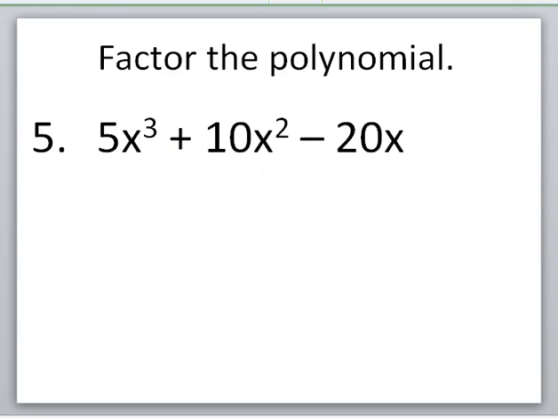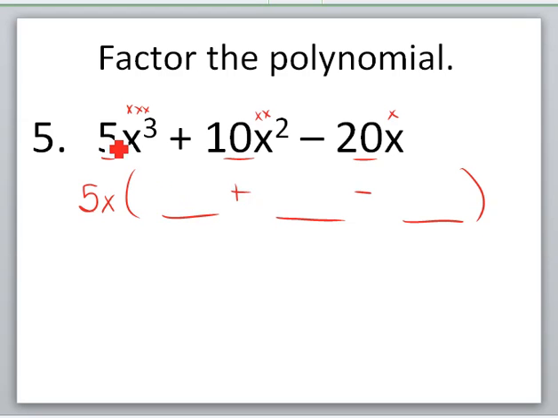Next one, look for the greatest number they share in common. The greatest number they share in common of 5, 10, and 20 would be a 5. This has x times x times x. This has x times x, and this is x. So they share an x in common. You have 3 terms that you have to fill in.